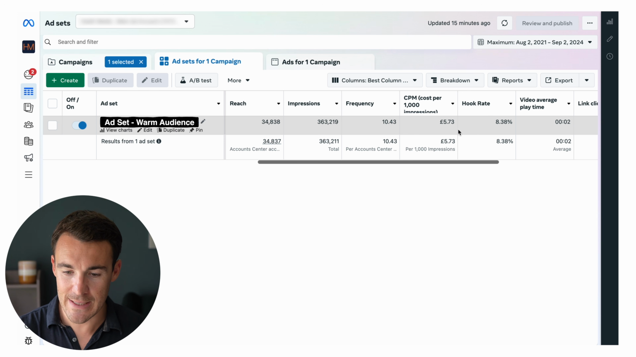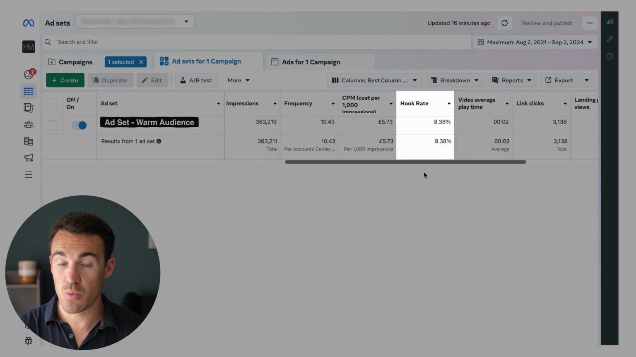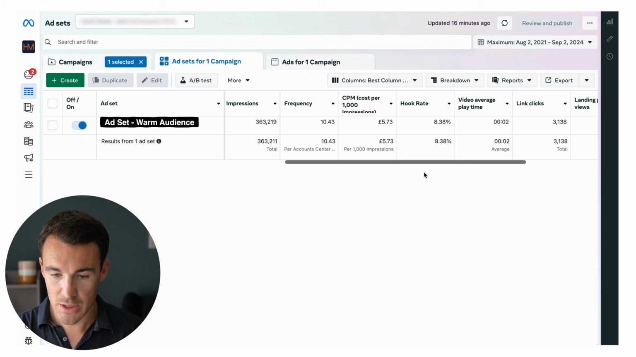Okay, but we'll dig into that a little bit more in a bit. Then we've got hook rate. Now, hook rate is a custom metric. This is one that we've actually created. And I'll show you how to set up your columns in a second. I'll talk about custom metrics.